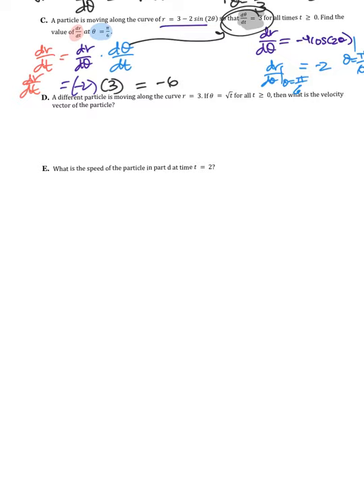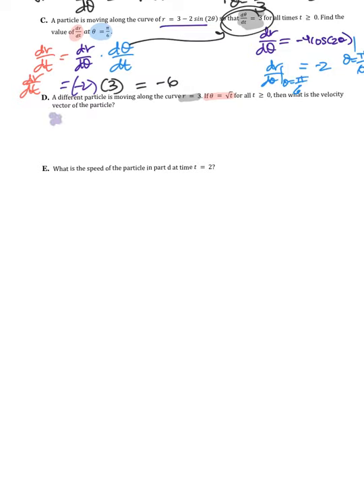All right, part D says a different particle is moving along the curve r equals 3. If theta equals the square root of t, then what is the velocity vector of the particle? So the first thing we need to do is figure out what the position vector of the particle is in terms of t, then we can take the derivative of that to find the velocity vector.